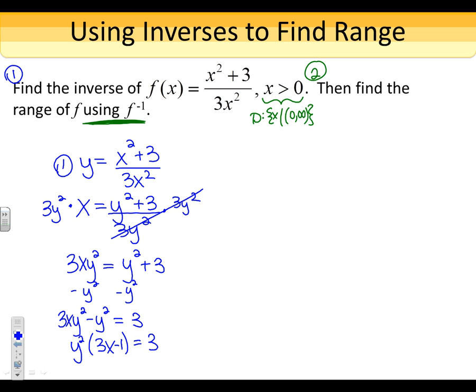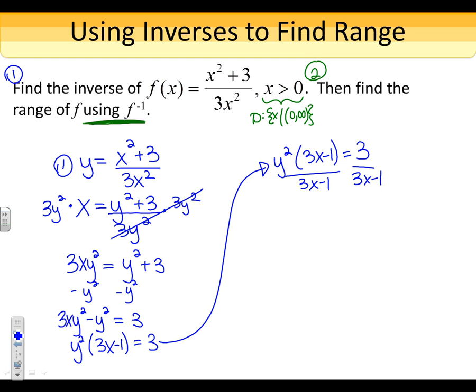Okay. Let's rewrite this up here. y squared times (3x minus 1) equals 3. Divide by 3x minus 1, and you get y squared is equal to 3 over (3x minus 1). Take the square root of both sides. y equals the square root of 3 over the square root of 3x minus 1.